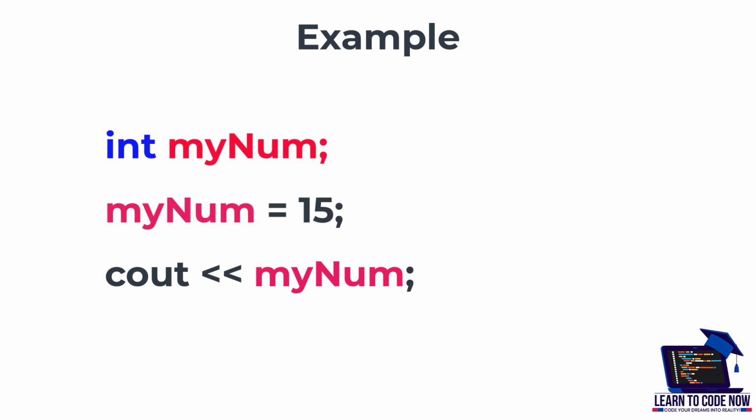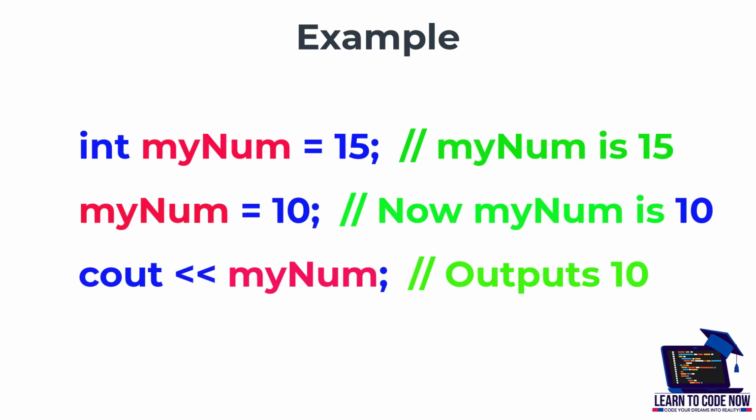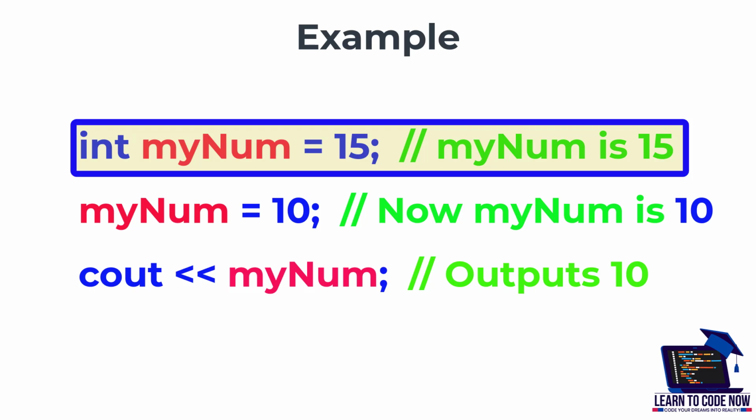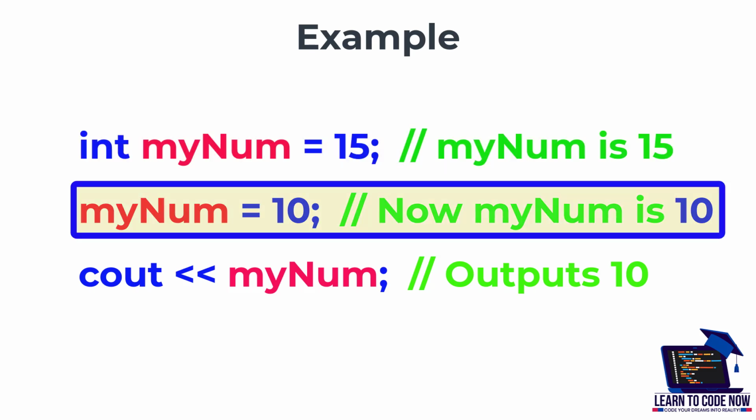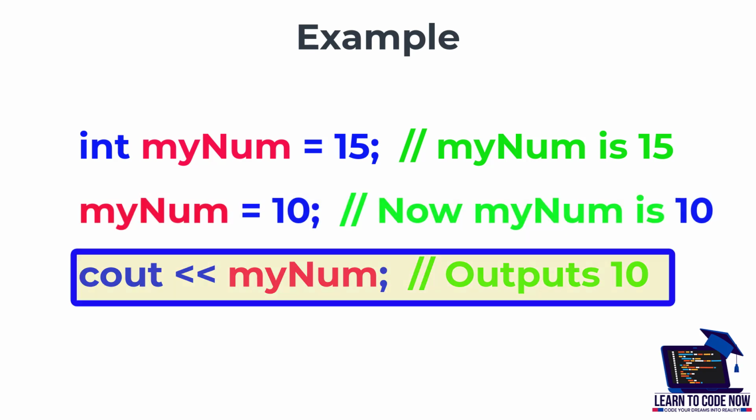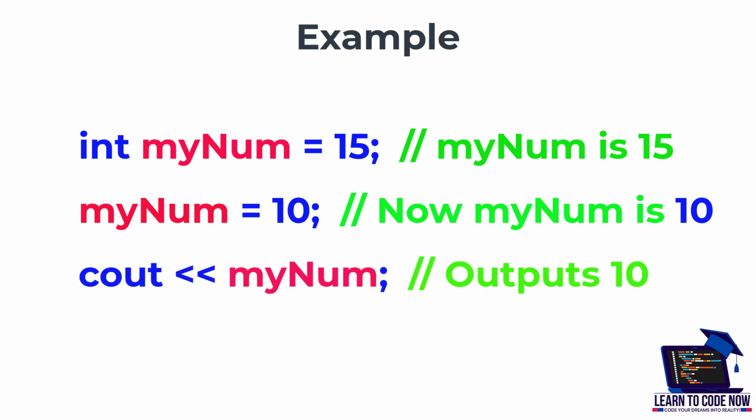You can also declare a variable without assigning the value and assign the value later as we are doing in this example. Now we have another example. In the first line, we are defining a variable of type integer, the variable name is myNum, and we assign the value 15 to this variable. Then we are reassigning the value 10 to the same variable. Note that if you assign a new value to an existing variable, it will override the previous value. And in the third line, we are printing the current value of the variable myNum.